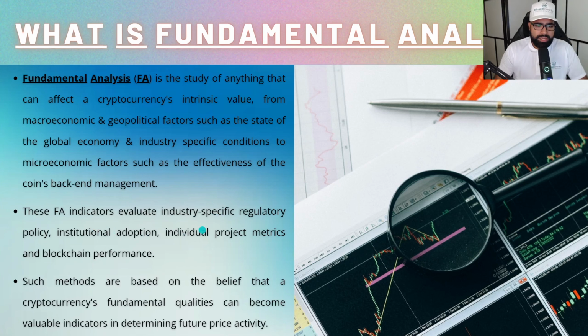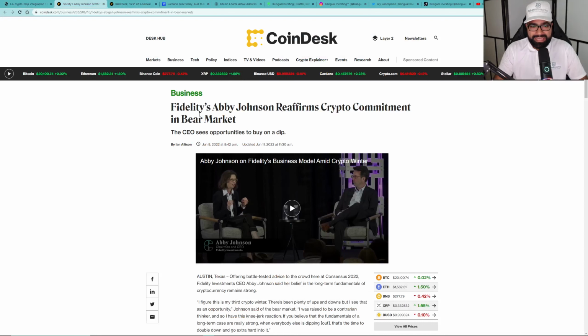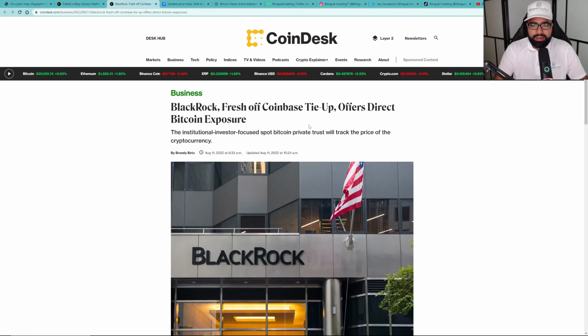Now, when we go to institutional adoption, here's just a couple of examples where Fidelity's CEO sees opportunities to buy on a dip. So they reaffirm their crypto commitment in a bear market. That's just an example of an institution that is here to stay. And then we have BlackRock offers direct Bitcoin exposure, so they're offering that to their customers. A year or two ago, institutions came, we had a very nice bull market, and they're here to stay, and this just solidifies cryptocurrency as an asset class.